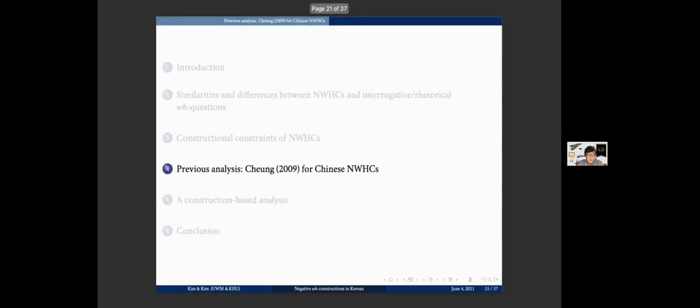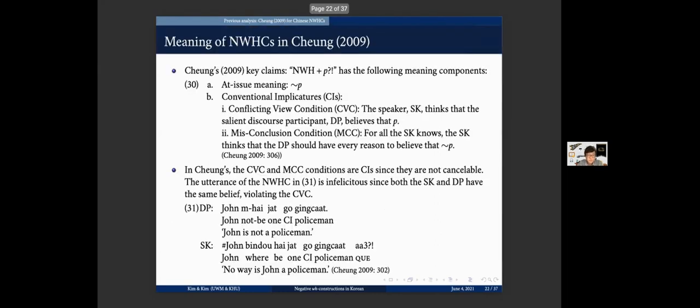Okay. Let's briefly discuss Chung's analysis for Chinese NWH constructions here. Chung argues that the NWH construction has three meaning components. The first meaning is not P, as an issue meaning. And the other two meanings are two different conditions. The first one is the conflicting view condition, and the other is the misconclusion condition.